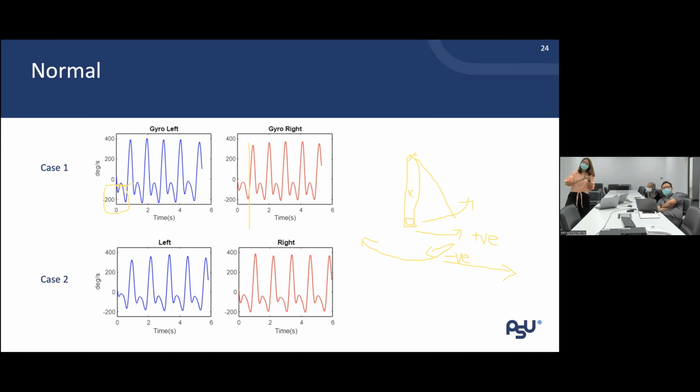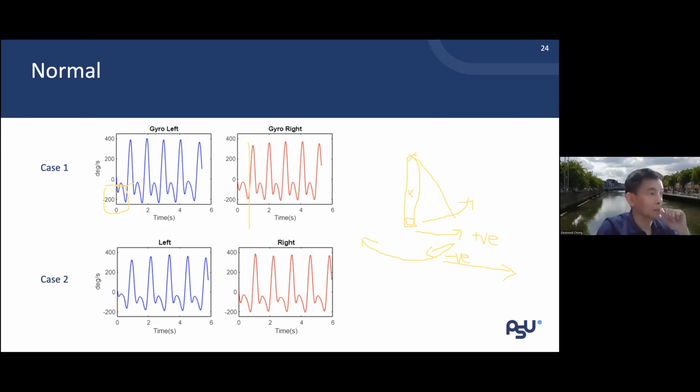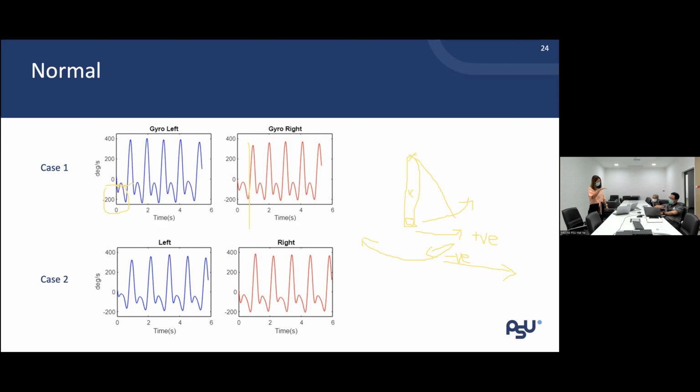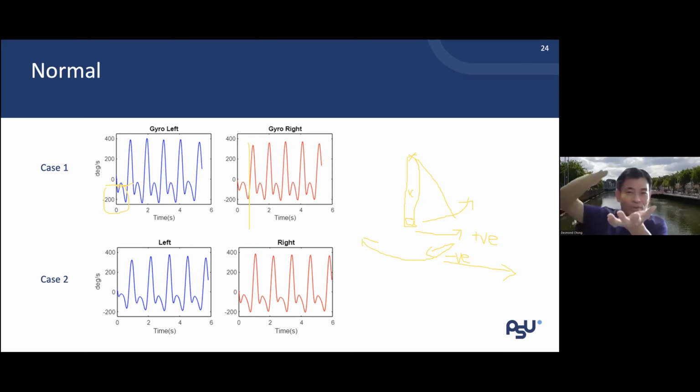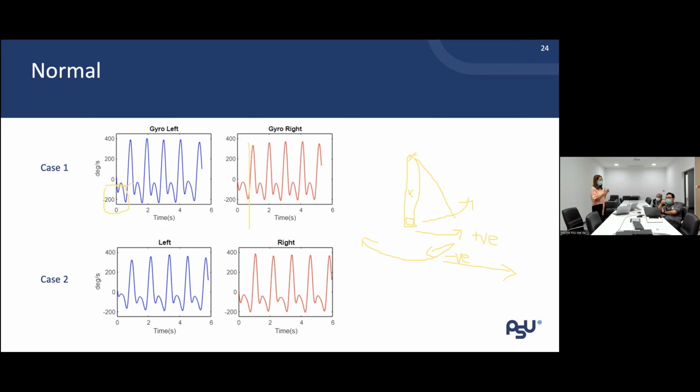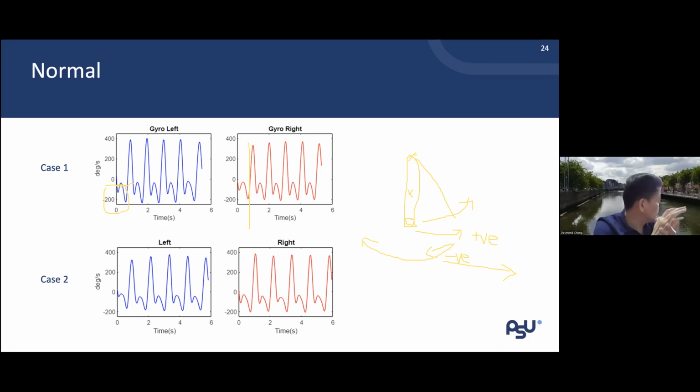When we walk, in the swing phase, first the leg goes this way. It's like when you have the heel strike, right? So your first half cycle is heel strike, and when you start the heel strike, the swing will start to go forward. Okay, so when it starts to go forward, I understand.